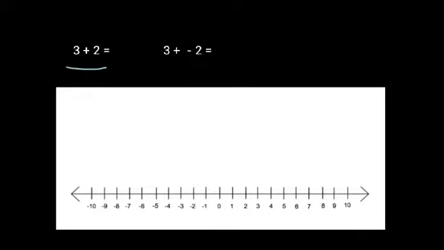Let's look at this first problem over here. So we've got 3, which is positive 3, plus 2. Now this is easy. 1, 2, and so our answer is 5. Not very complicated, but there we are using the number line.